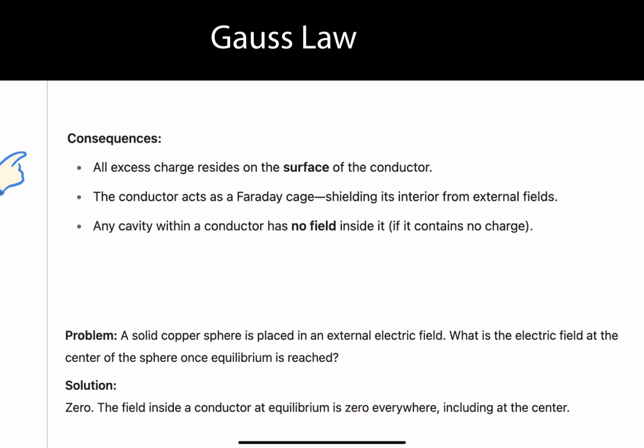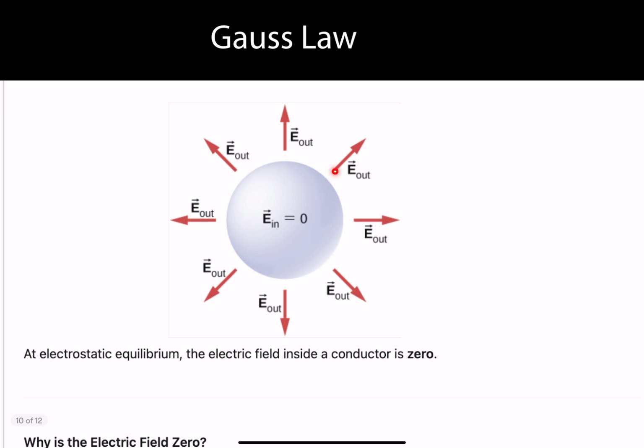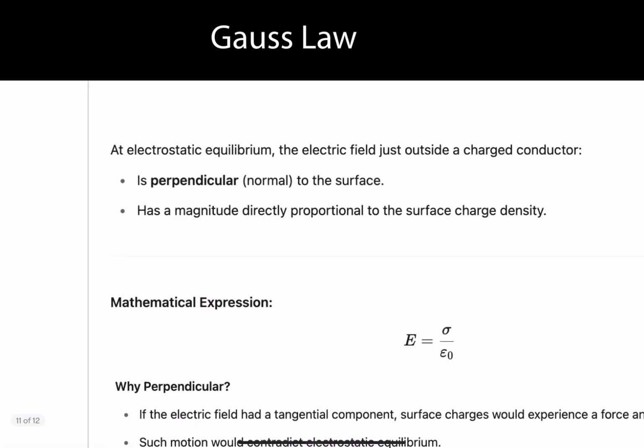All right, a solid copper sphere is placed in an external electric field. What is the electric field at the center of the sphere once equilibrium is reached? Zero. You take that sphere and keep it in an electric field, still no field will pass through its inside. Also, at electrostatic equilibrium, the electric field just outside is perpendicular to the surface. Look at this. These are perpendicular to the surface. Now we talk about the field outside. It has a magnitude directly proportional to the surface charge density. We know that because that's the formula. So if sigma is big, then E is big too.